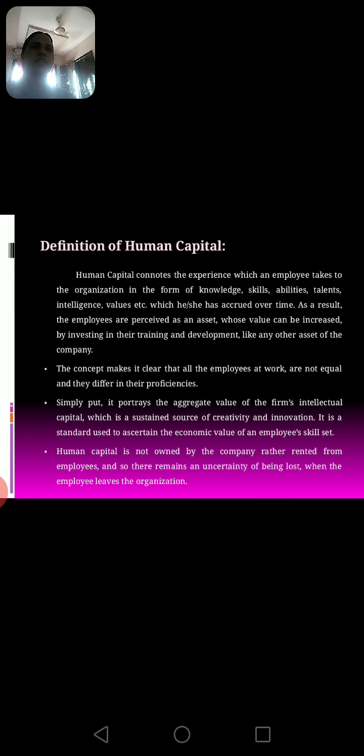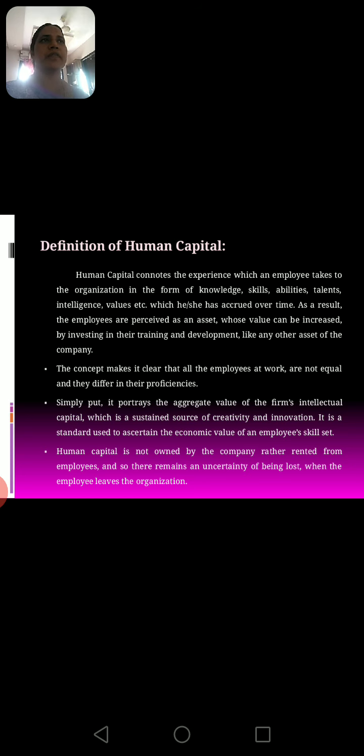Human capital is not owned by the company, rather rented from employees, and so there remains an uncertainty of being lost when the employee leaves the organization.